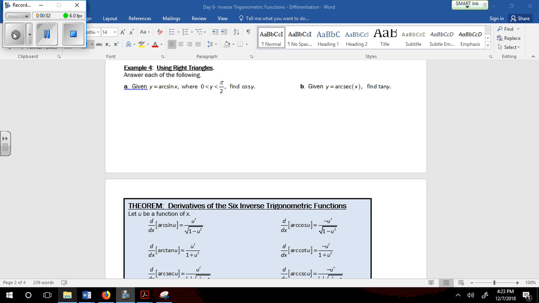All right, in this example, we're going to use a similar technique as in example 3, except we're going to be using variables instead of numbers. And so we're going to rewrite this equation in terms of sine. So sine of y equals x. So we're going to draw a triangle.